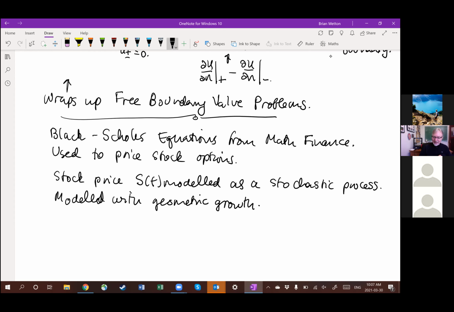And there's an economic argument for why that doesn't happen, that involves some hedging thing. And that's one of the things I don't understand. But it's going to have geometric growth and geometric Brownian motion.